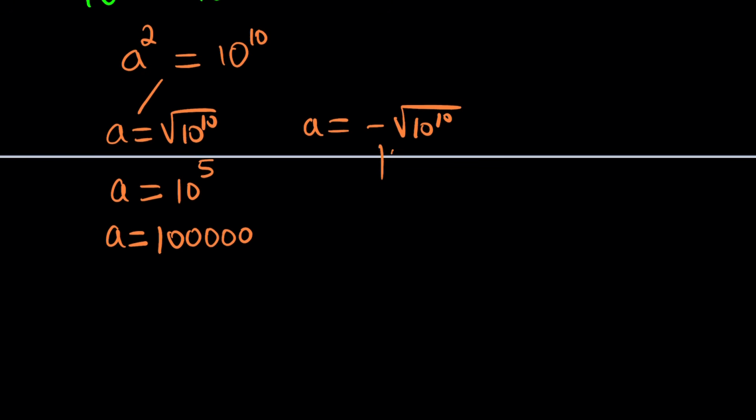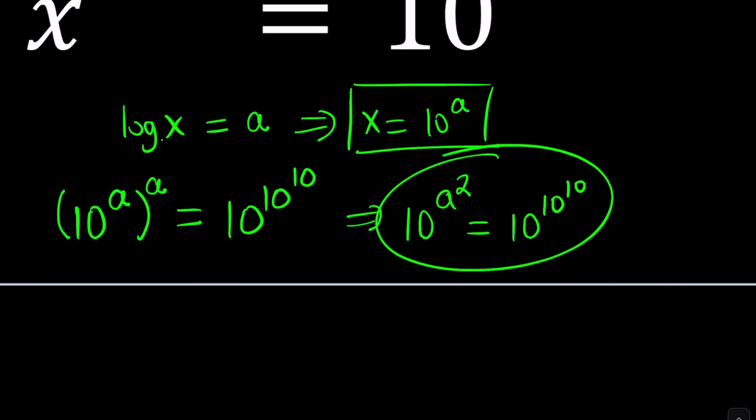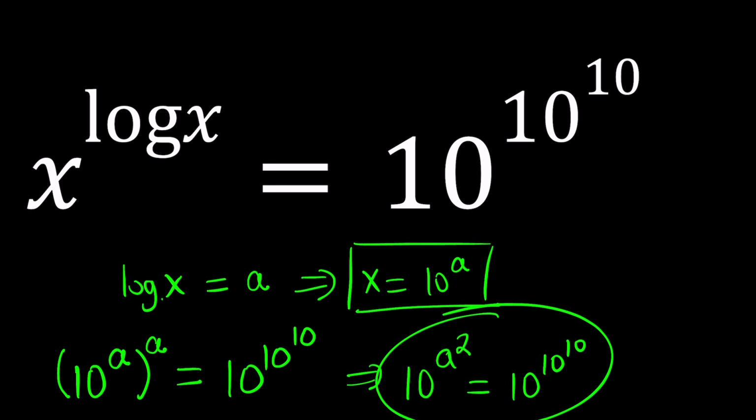Now, would this work? Let's go back and actually check with the original problem. What is a? a is equal to log x. And then the question is, can log x be negative? And the answer is yes. Why not? So one thing we didn't talk about is the domain. Can x be negative? No, because we're working with the real numbers.